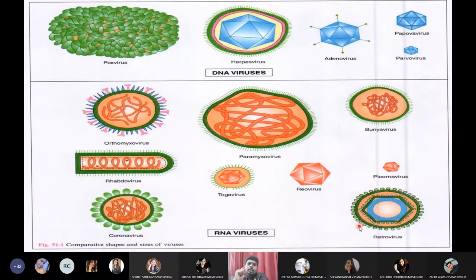Cancer-causing agents are called oncogens. One of the important viral oncogens are the herpes viruses. Herpes viruses can induce cancers. Fine. So this is all about viral classification and their families.